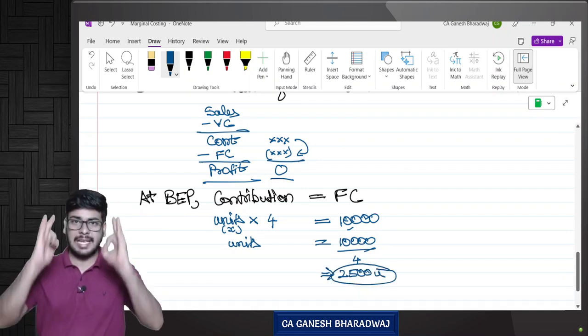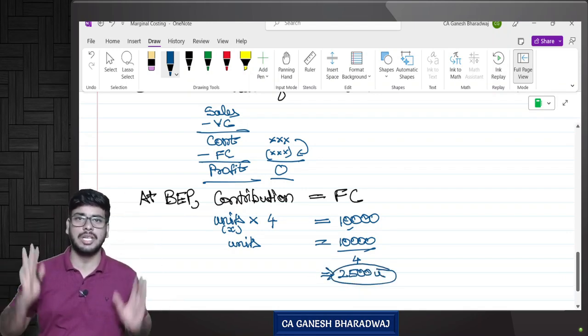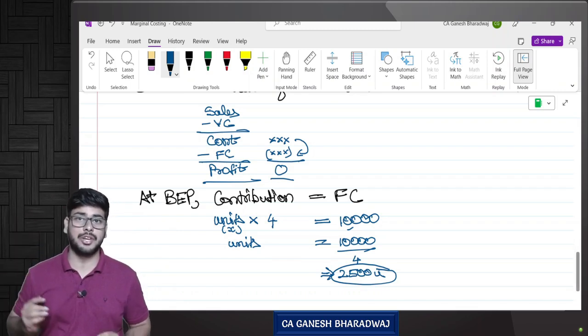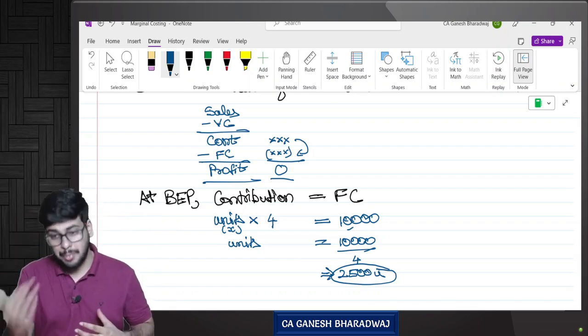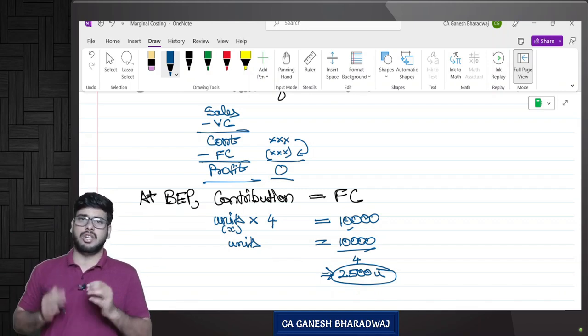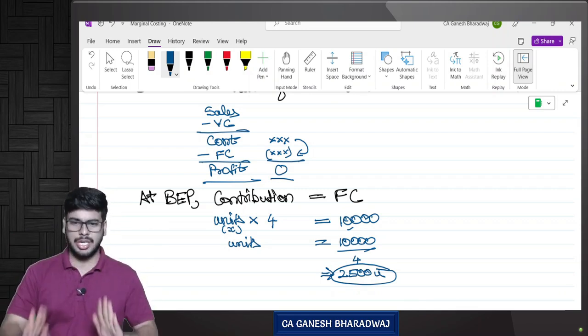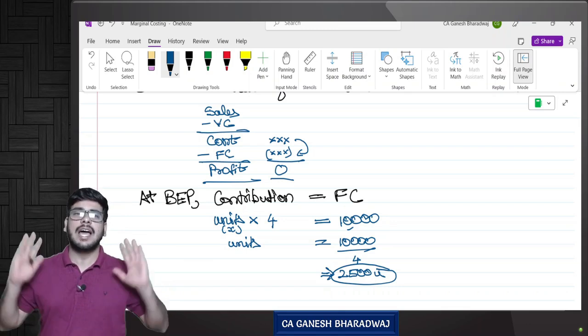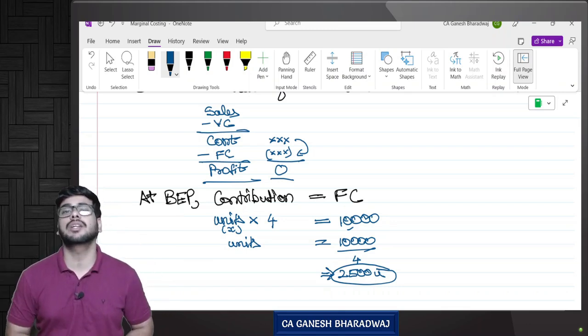So if I sell 2,500 units, now I will not make any profit. I will also not make any loss. My contribution is just enough to recover my fixed cost and end up in a 0 profit. Are you clear with this?